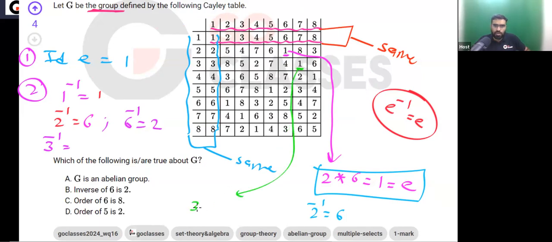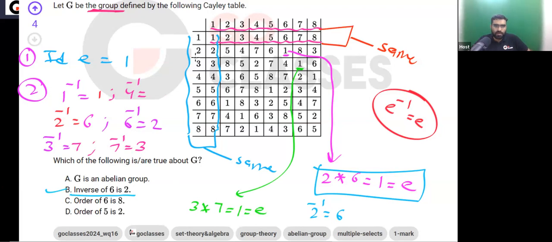From here, you got that 3 star 7 is equal to 1, and remember, 1 is the identity element. So 3 inverse is 7 and 7 inverse is 3. Remember, the inverse of 6 is 2. What is remaining? What is the inverse of 4?